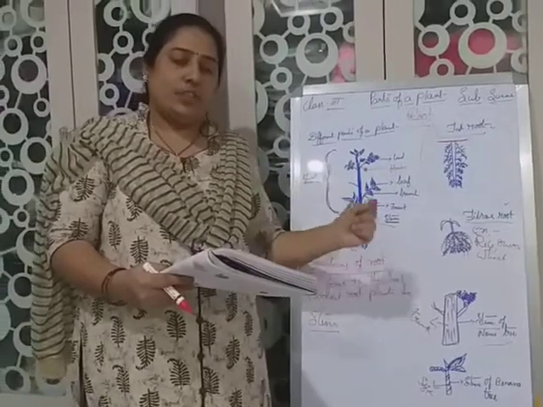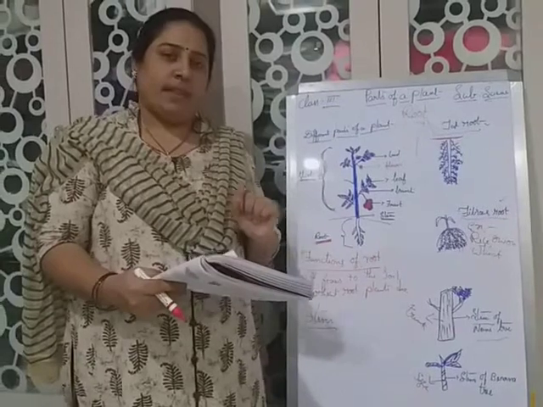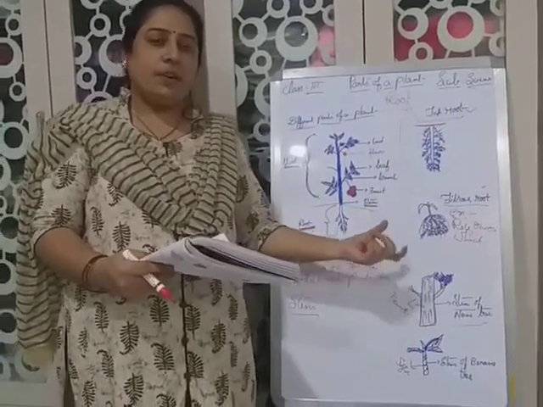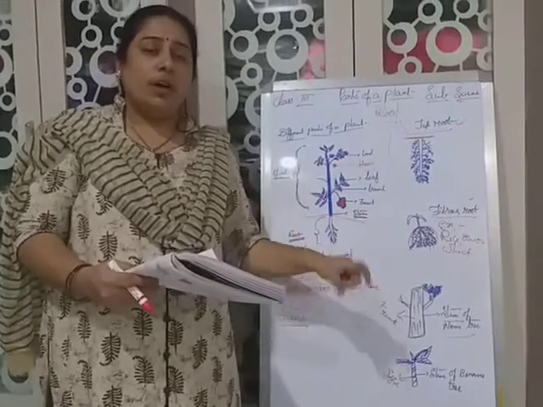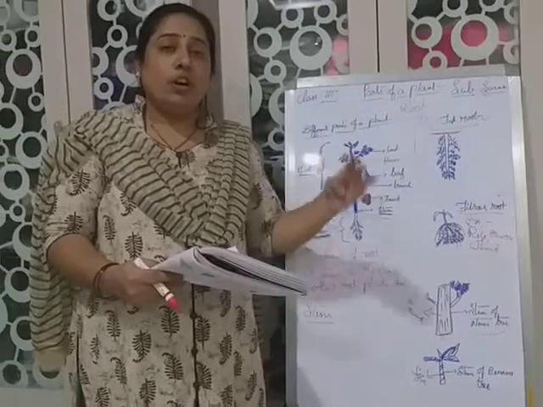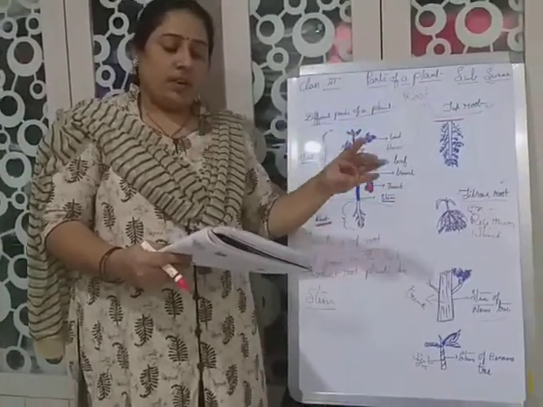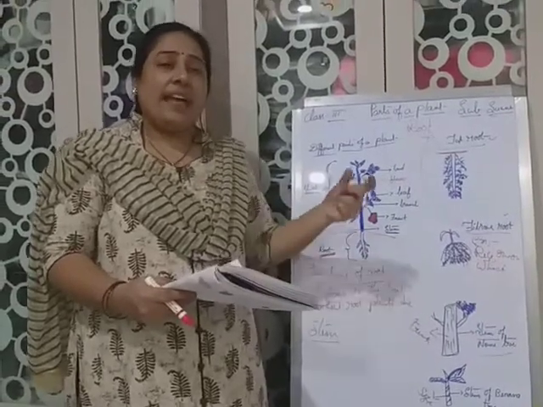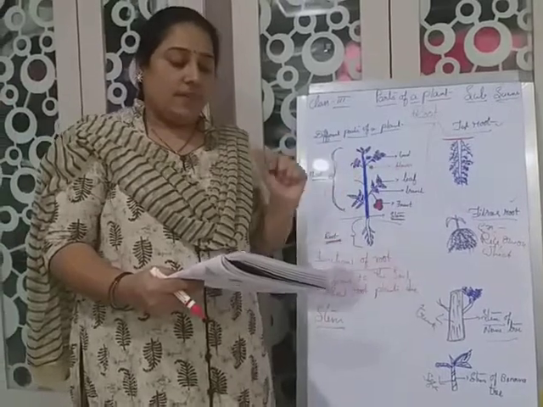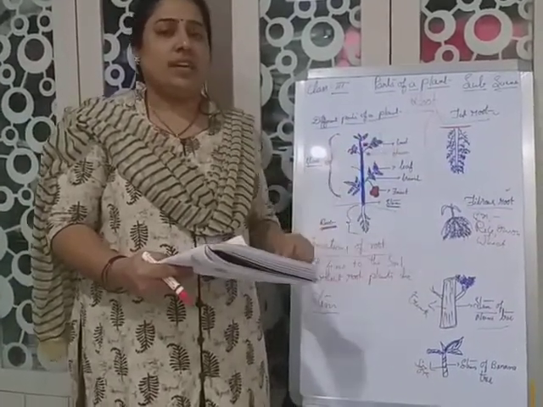In plants like sugarcane, the stem stores extra food. In plants like potato and ginger, the stem grows below the ground. They do not go above the ground. They grow below the ground and they store extra food.